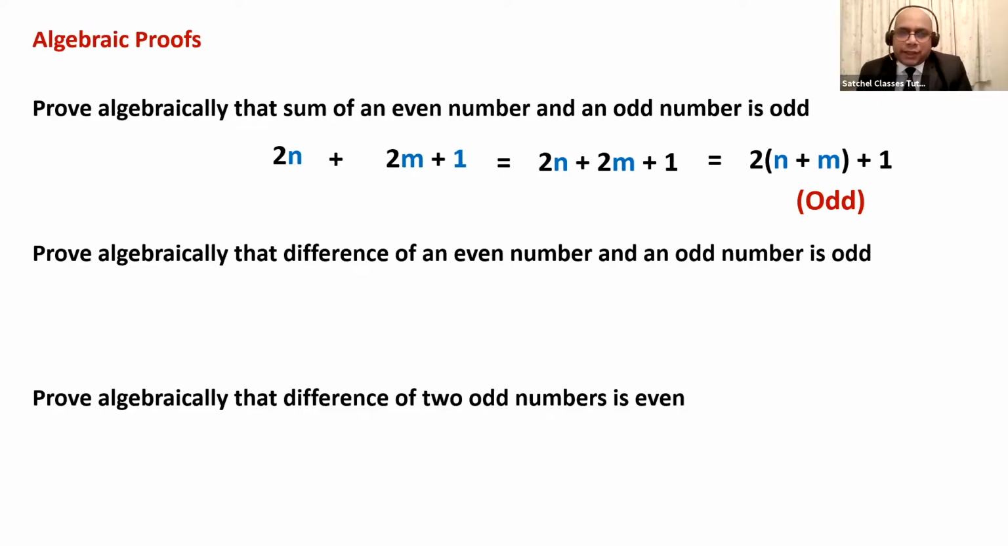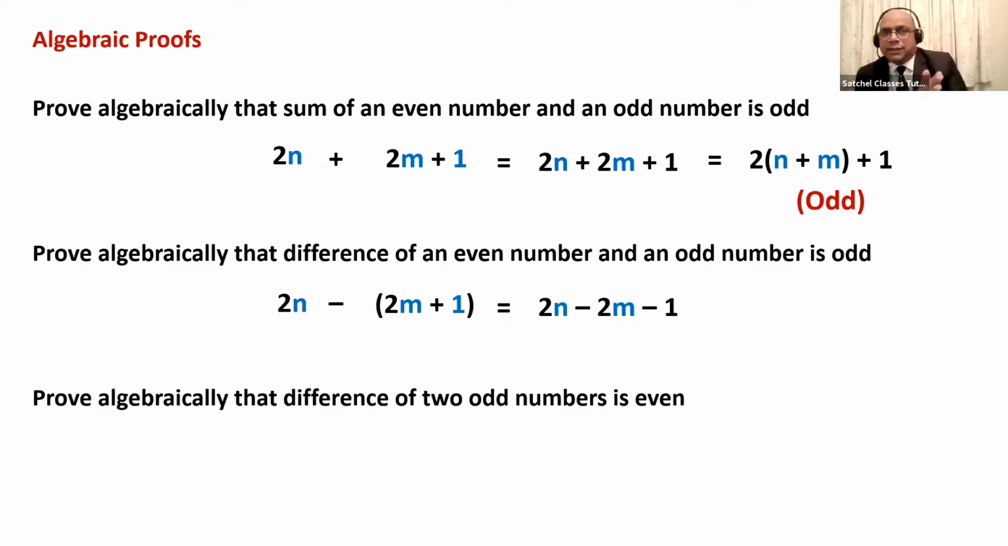Okay, so let's take even number as 2n and odd number as 2m plus 1. The difference is minus, right? If I expand that, I'll get 2n minus 2m minus 1, right? Because if I expand the brackets, the minus applies to both the terms inside the bracket, correct? So it will be minus 2m minus 1.